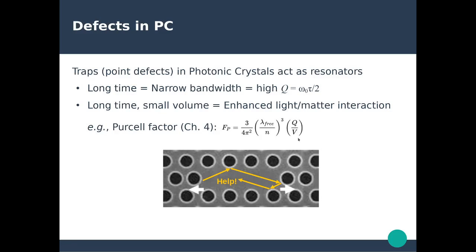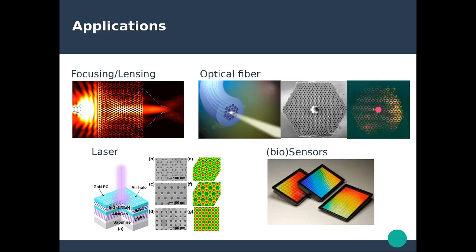So the smaller the volume and the greater the quality factor, the more enhancement you're going to have for this light matter interaction. There are some key examples of applications of photonic crystals that can be used for light focusing and lensing. We're going to rediscuss that in the next slide, so I won't expand on that.